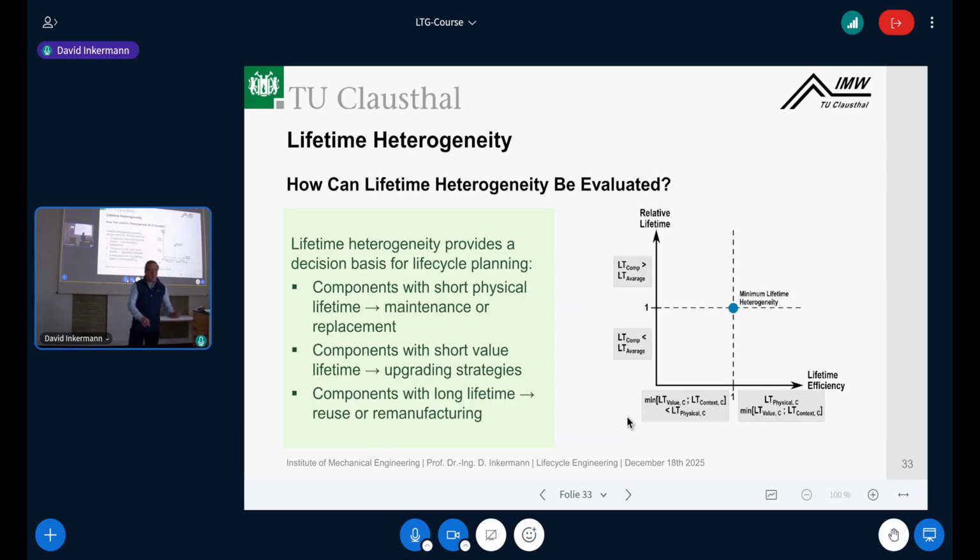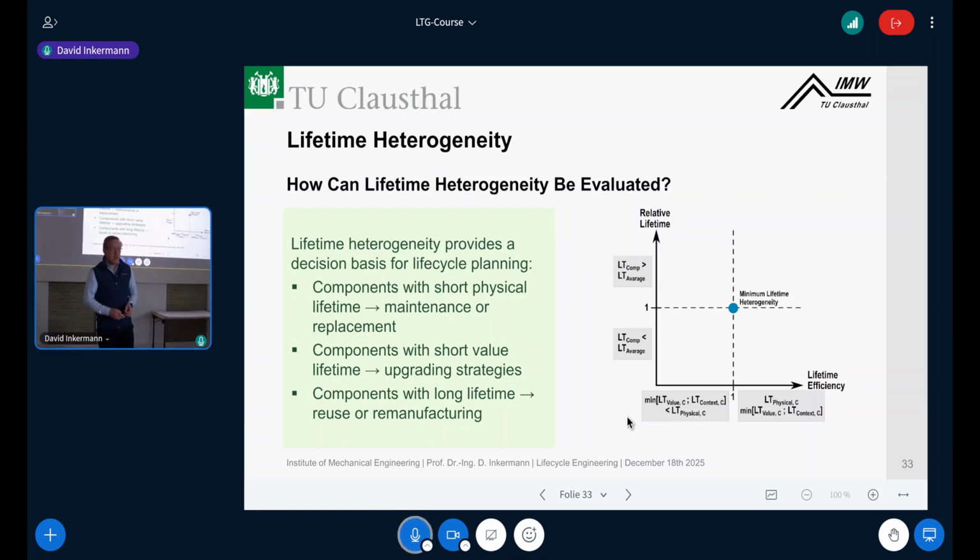Based on this understanding of lifetime heterogeneity, we can really inform good decisions on how to design the product, because this can serve as a good basis for lifecycle planning. And just to give an example, here is a short diagram. We will also use it in the short exercise.